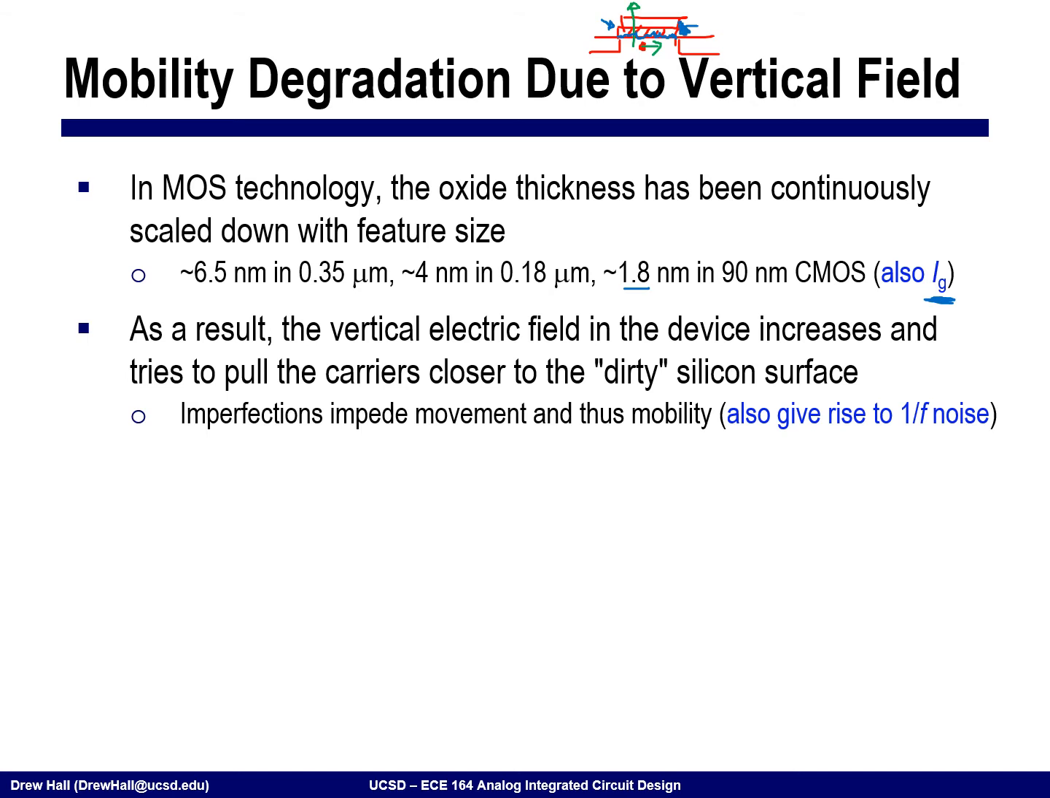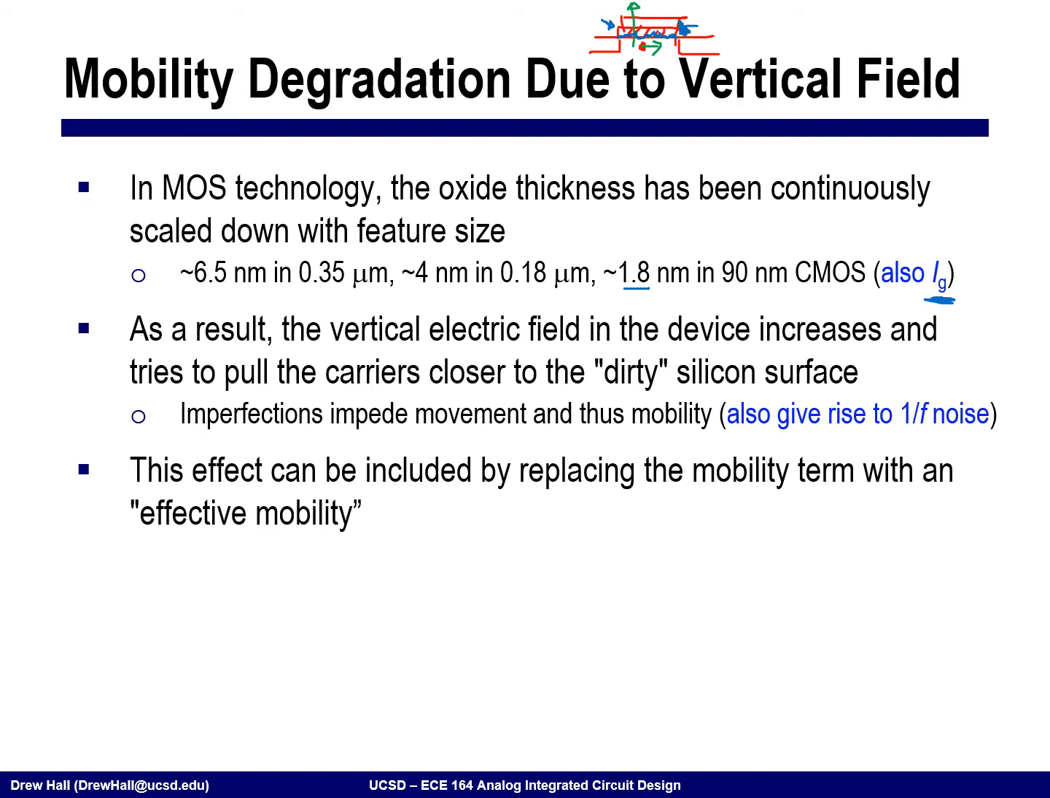Okay, and so this rough surface is what gives rise to this dirtier silicon, and these imperfections slow down the carriers as they move through this, and they also give rise to this effect of what's called 1/f noise, which you'll learn about much more in 264A.